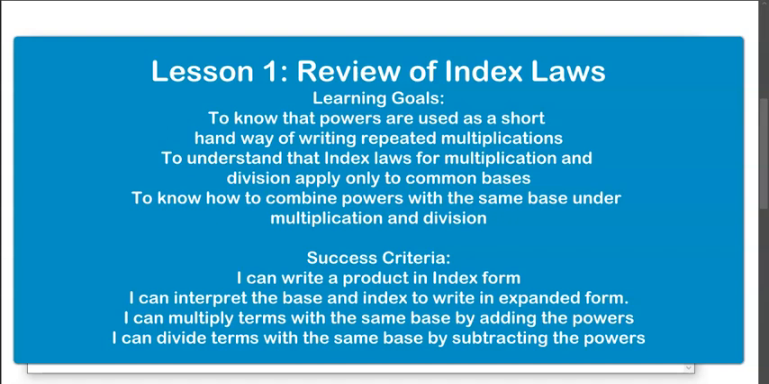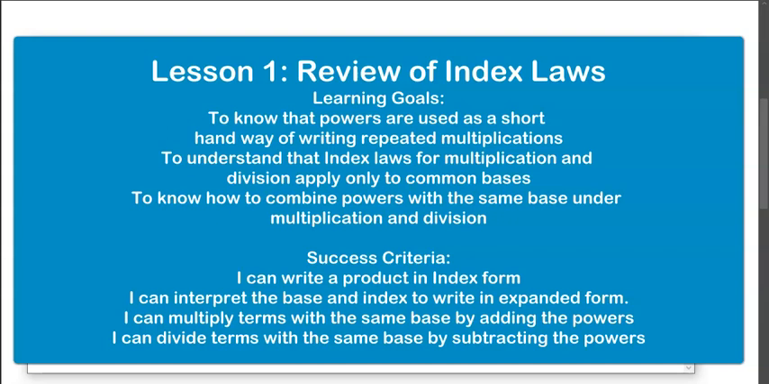The learning goals for this video are to know that powers are used as a shorthand way of writing repeated multiplications, which we'll look into different examples for, to understand that index laws for multiplication and division apply only to common bases, and to know how to combine powers with the same base under multiplication and division.